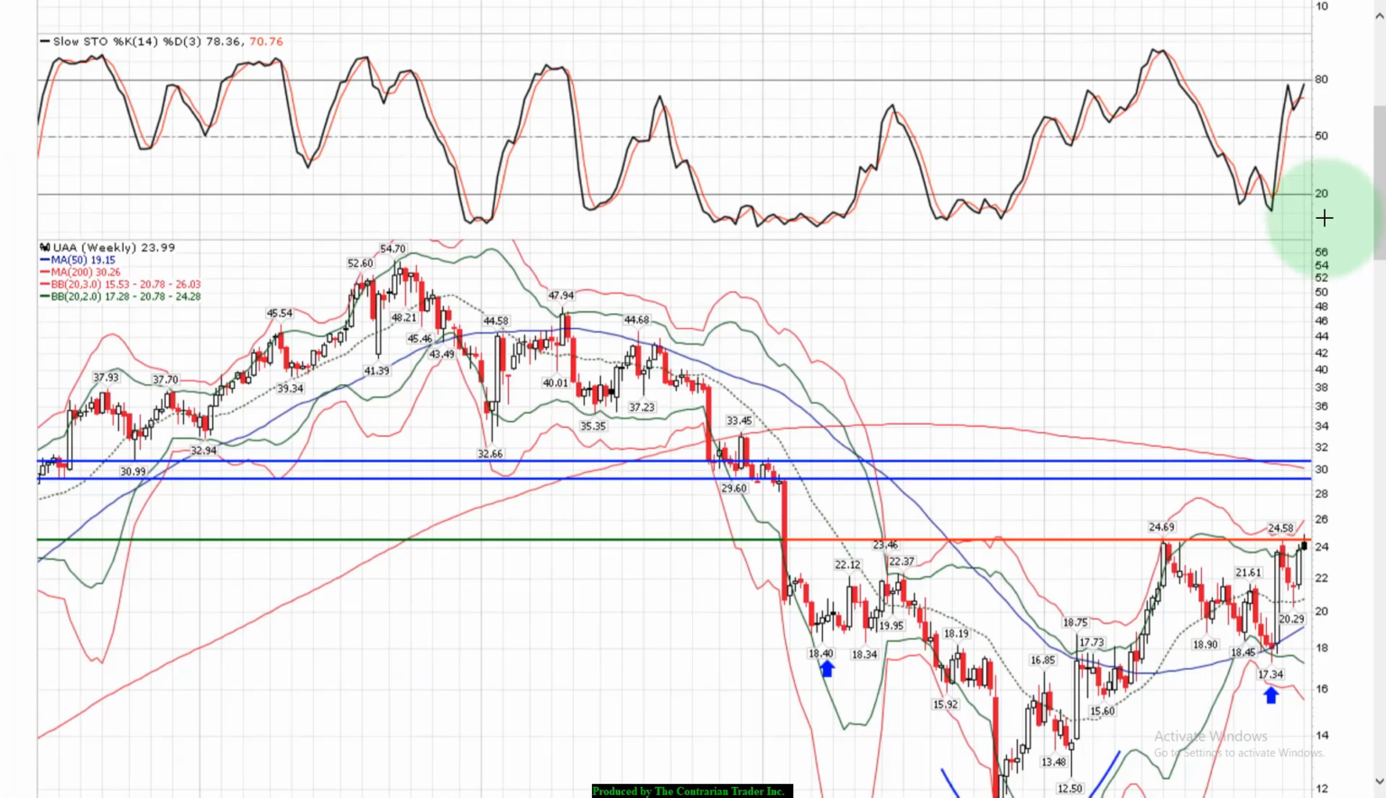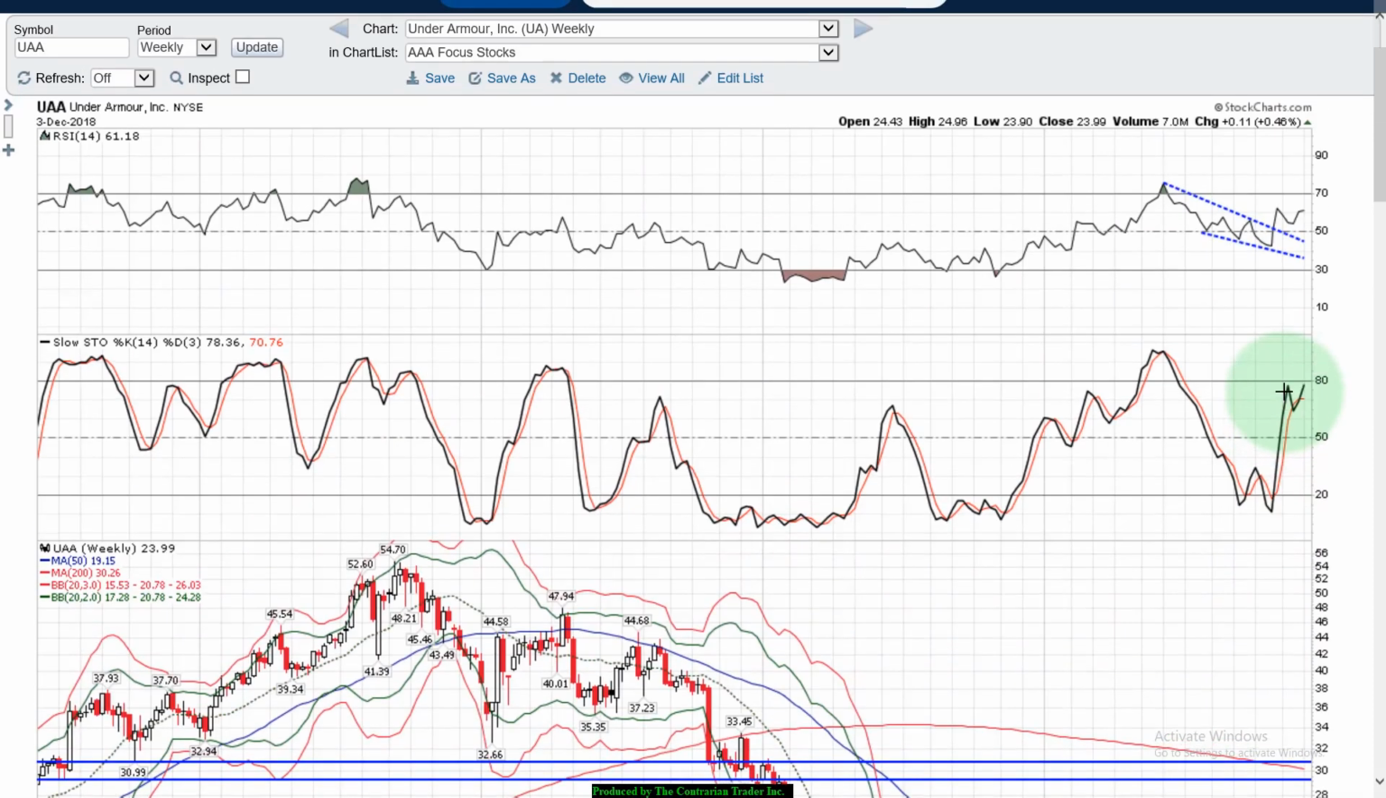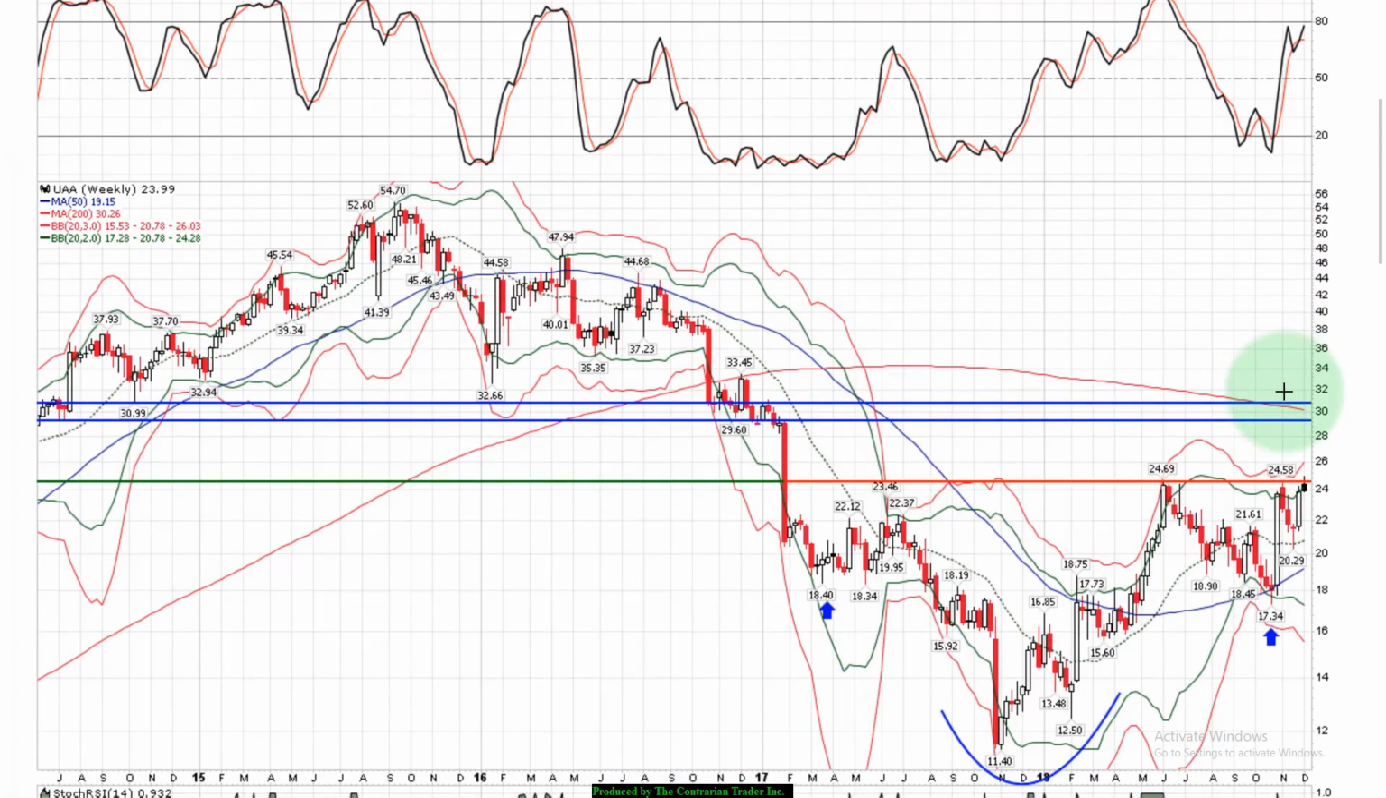Weekly chart. Now, what stands out at me most right now on Under Armour is really two things. One is that we've built a heck of a base here. It's a beautiful inverted head and shoulders setup. Left shoulder, head, right shoulder, neckline at 24.69. What was the high of the day on Monday? 23.99. So we're just shy of it. So we attempted to break out on Monday. It failed. It was rebuffed.